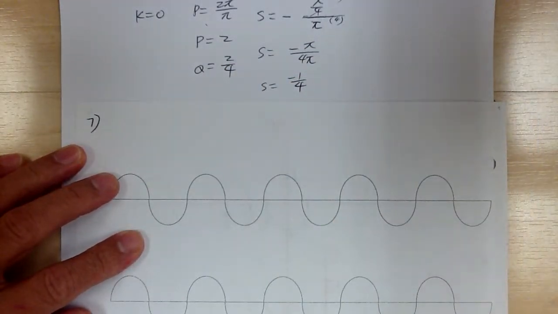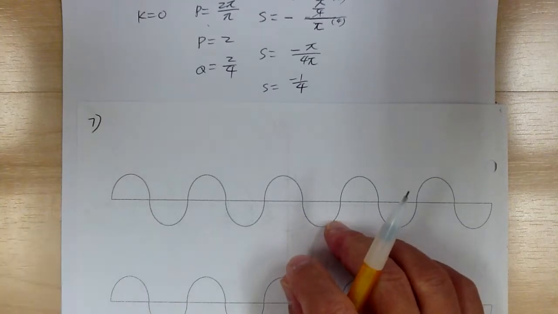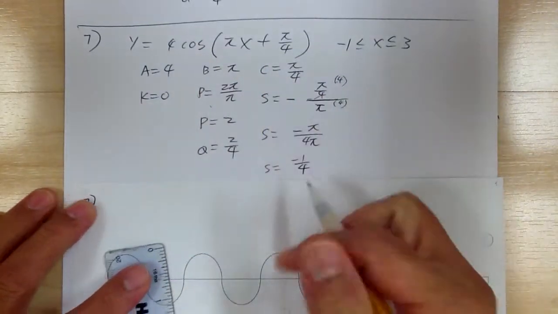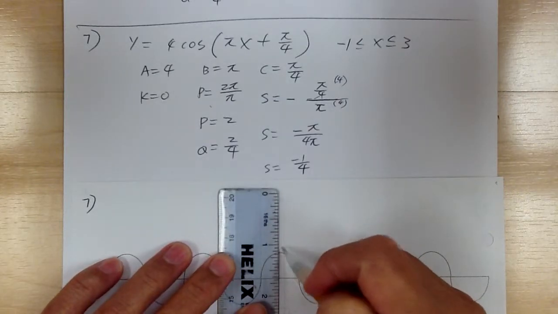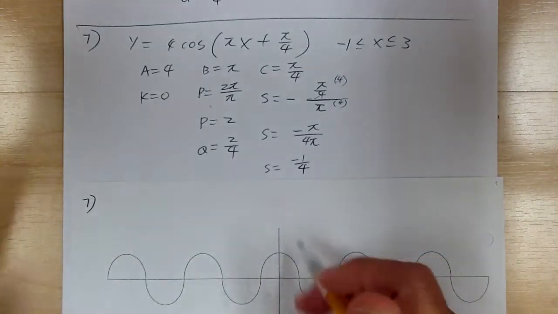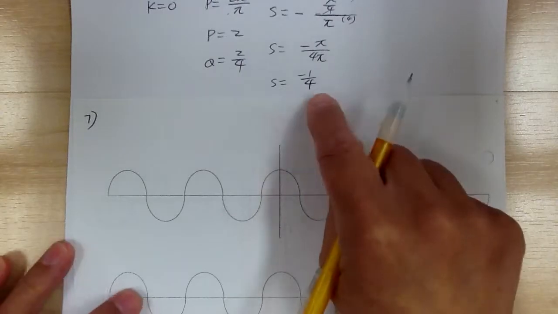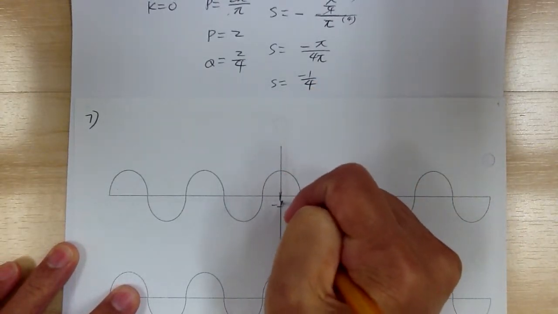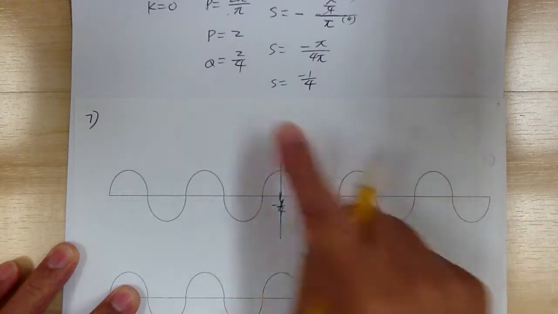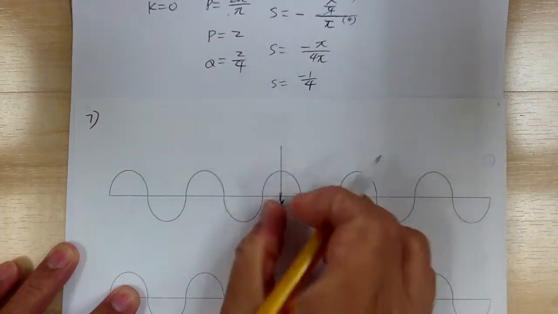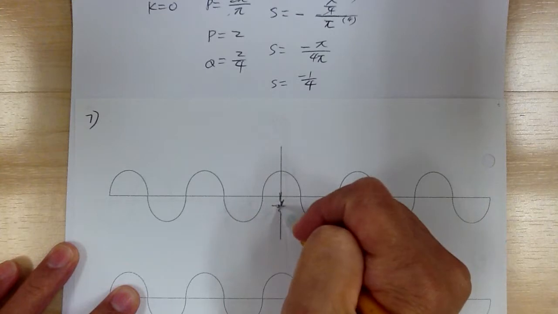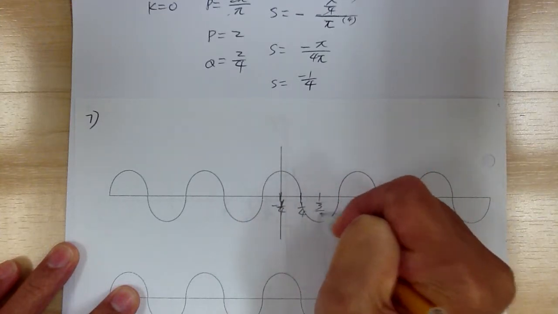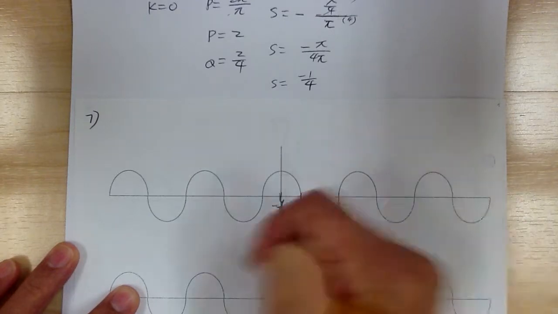So start with your original axis. So this is the cosine. Cosine starts from the very top, and that would be the value of the shift, which is negative 1/4. So this right over here is negative 1 over 4. And the Q is 2 over 4, so that means every division is 2 over 4. So negative 1 plus 2 will give you positive 1. So this is 1/4, and this would be 3 over 4, 5 over 4, and so forth.